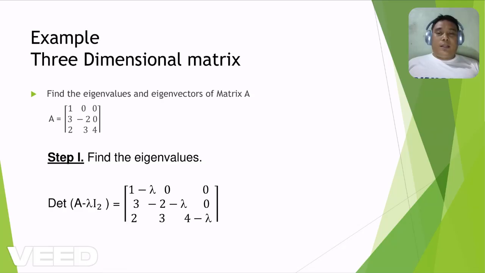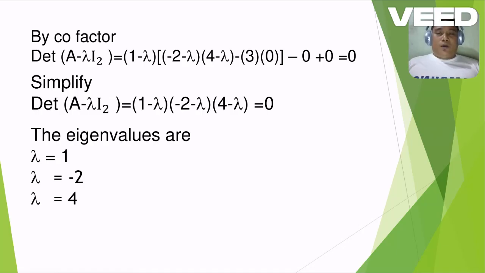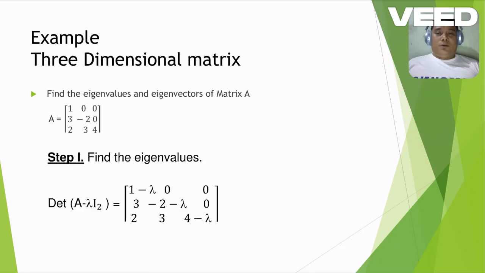So in the diagonal, we deduct lambda. So the determinant of A minus lambda I subscript 3 equals: 1 minus lambda, 0, 0; 3, negative 2 minus lambda, 0; 2, 3, 4 minus lambda. By cofactor, I choose row 1.